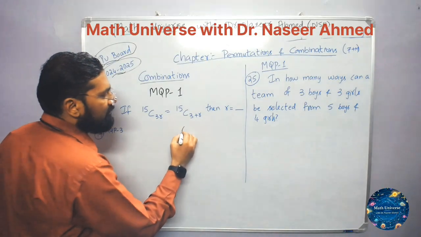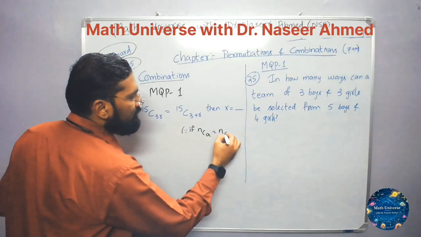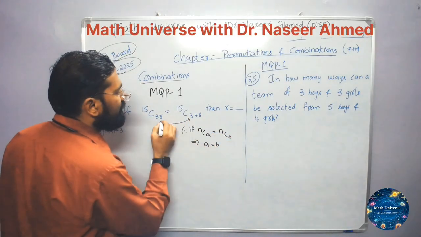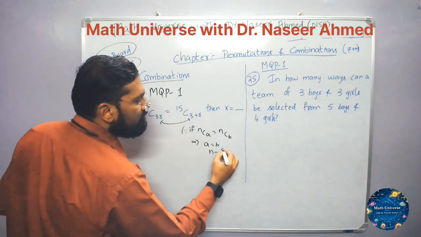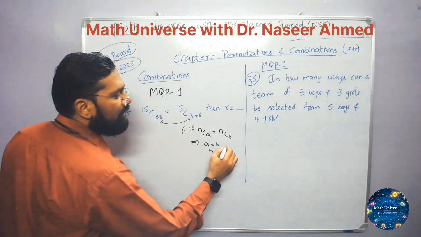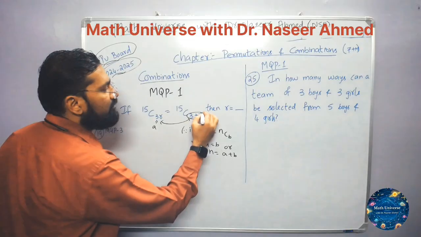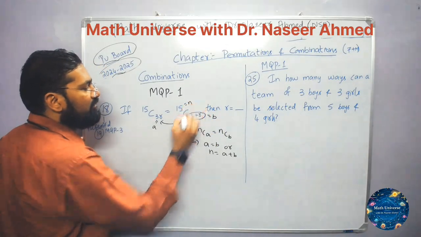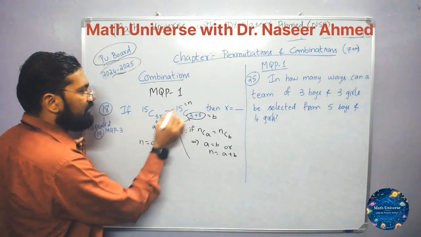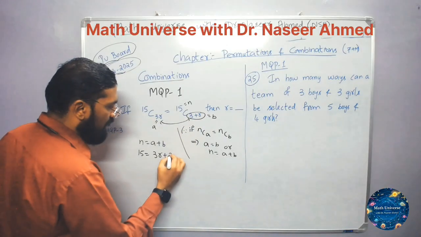As we discussed one concept, if nCa is equal to nCb, this can happen when either a is equal to b, which you can see they are not the same. Then what should happen? n should be equal to a plus b. So since it is not the same, this is your a and this entire thing is your b, and in place of n we have 15. So n is equal to a plus b. What is the n value? 15. What is the a value? 3R. What is the b value? 3 plus R.